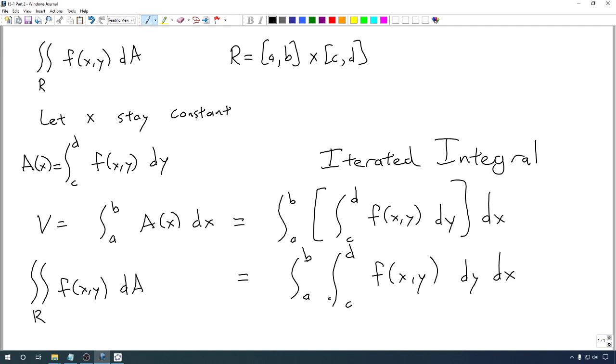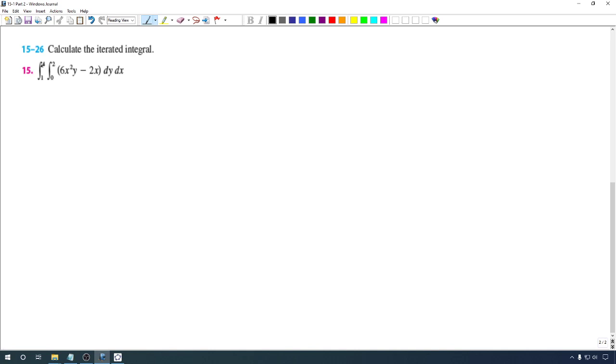Let's look at an example of computing an iterated integral. So here we have an integral over the function 6x squared y minus 2x. Now they've written it as an iterated integral already. We could actually write this as the double integral over a rectangle of this function.